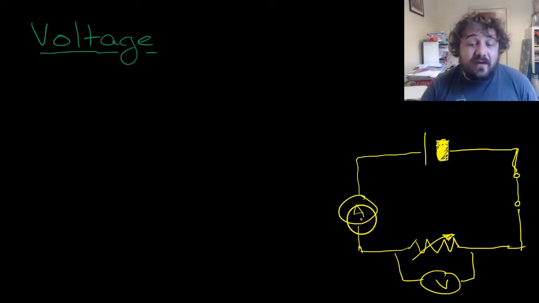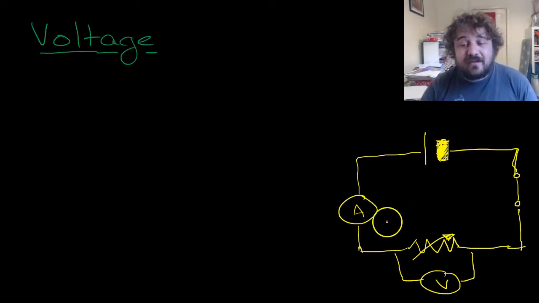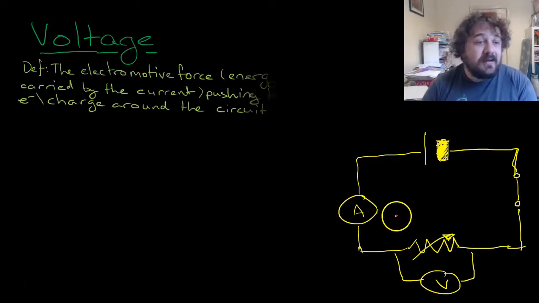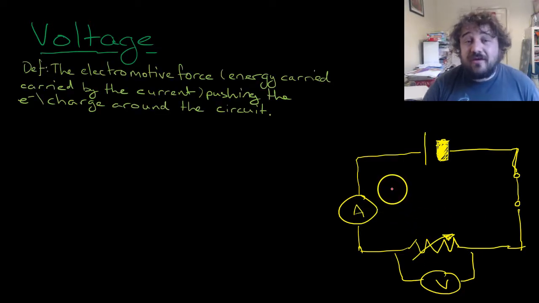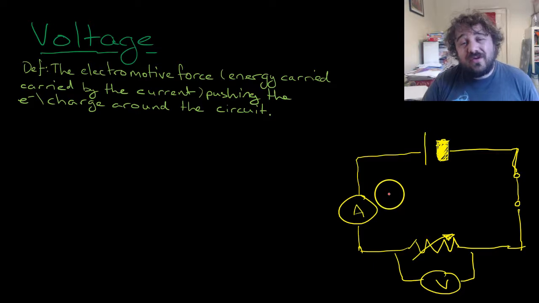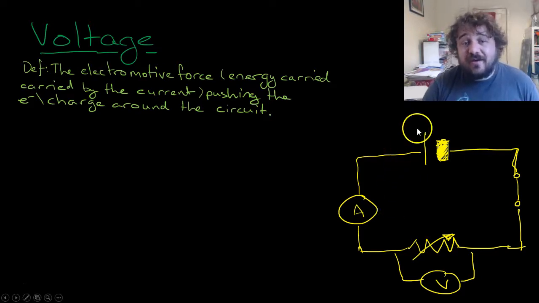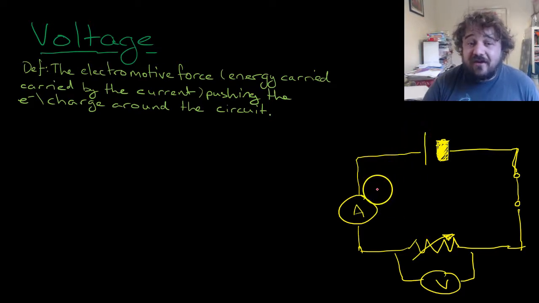Now let's have a look at voltage. Again, we're going to use the same circuit diagram. This is the electromotive force, or the energy carried by the current. So with the current, it's how much energy it has to push through something that's resisting it, or push it around the circuit. So it is the electromotive force, or energy carried by the current, pushing the electrons or charge around the circuit.